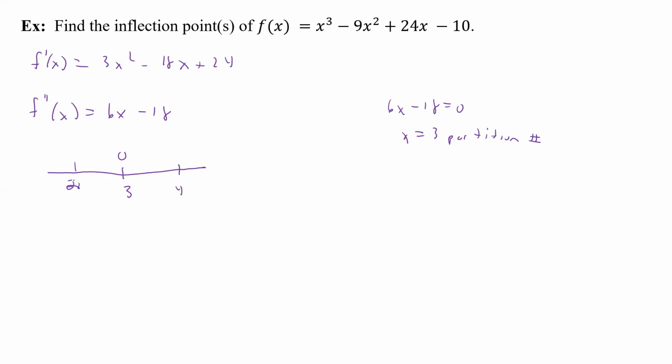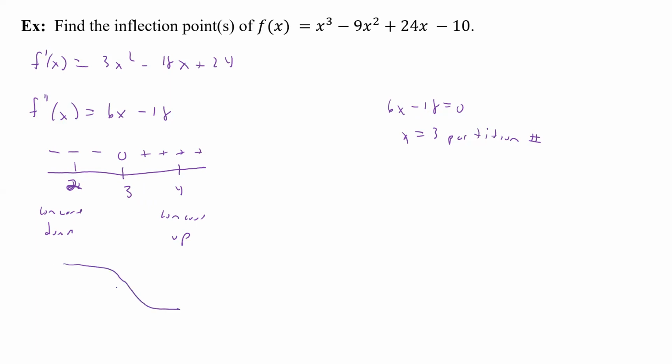Okay, so if we plug in 2 here, what do we get? Well, if we plug in a 2, we're going to get 12 minus 18, and that's going to be less than 0, negative. And so these are going to be negatives here. And if we plug in a 4, that's going to be 24 minus 18, so that's going to be a positive. And so here it's going to be concave down. Here this is going to be concave up. And so we're switching from concave down to concave up.